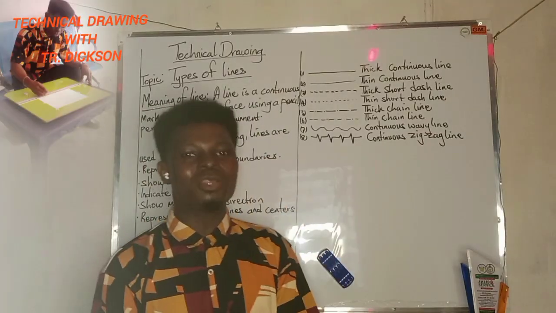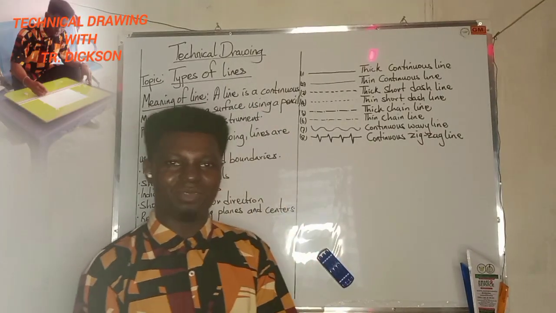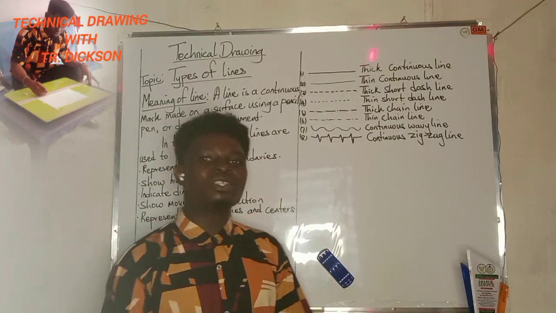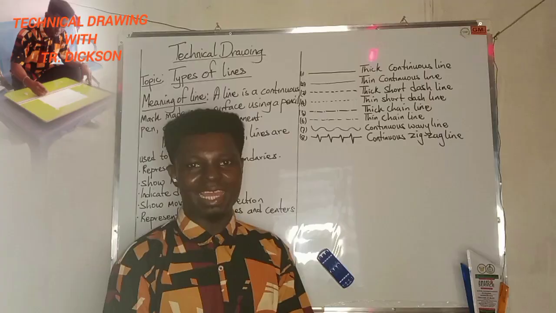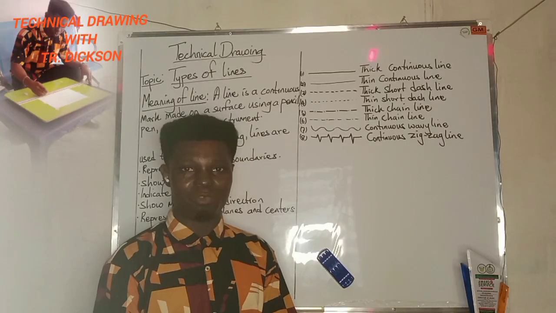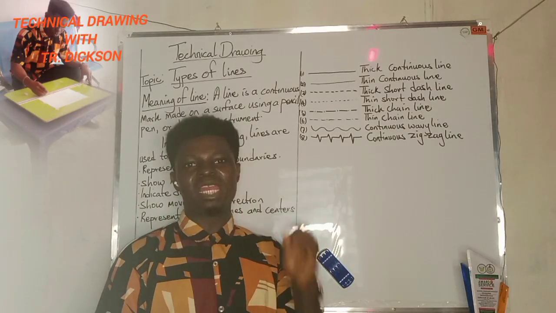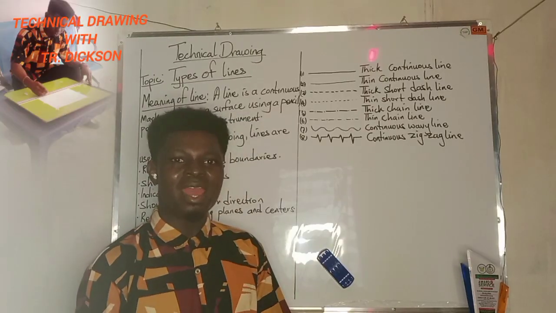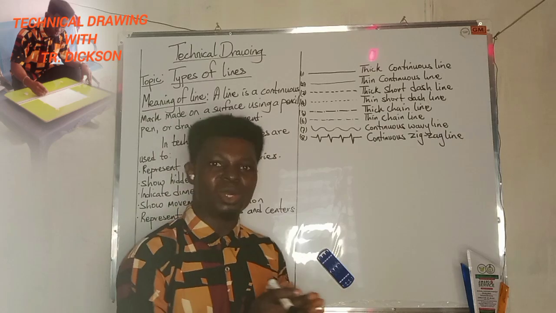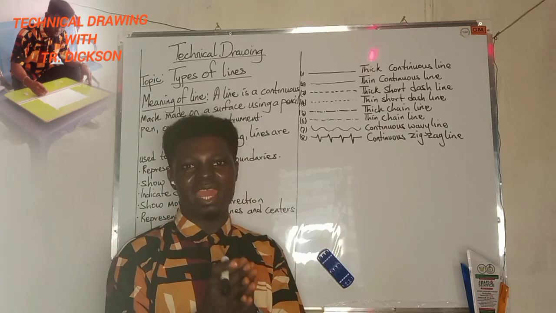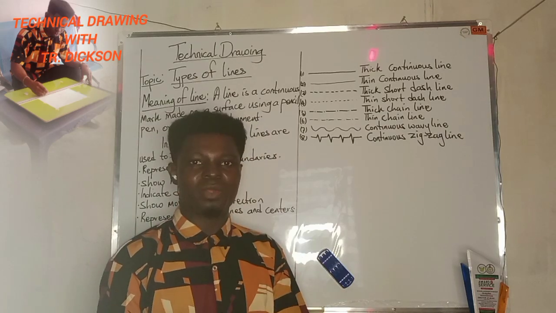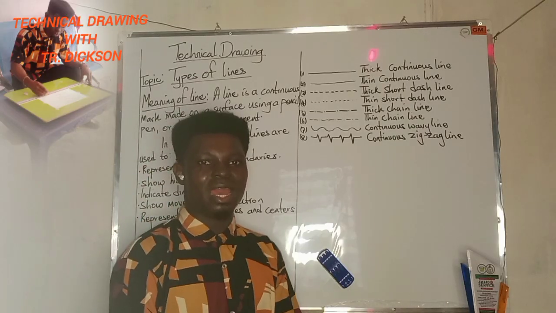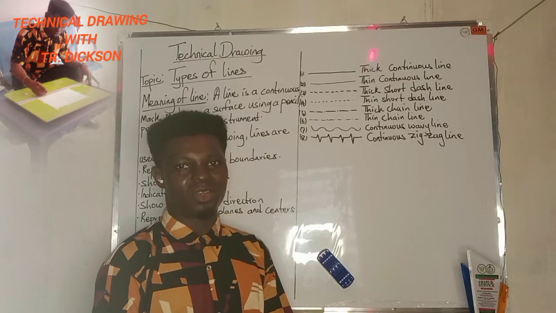So today we want to briefly take a look at the types of lines in technical drawing. Remember, we're still in the elementary aspects of our dealings in the area of technical drawing. This is very much relevant to those in the technical field, the engineering, architecture, and probably those in the technical colleges who are studying any of the engineering courses. So please, I'd like you to draw near. Let's see everything about types of lines.